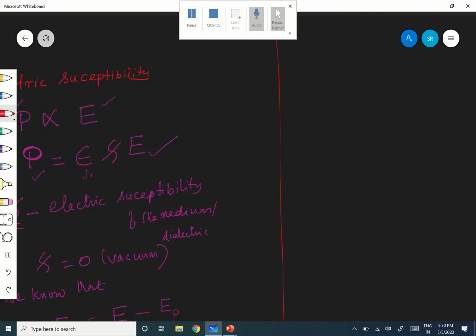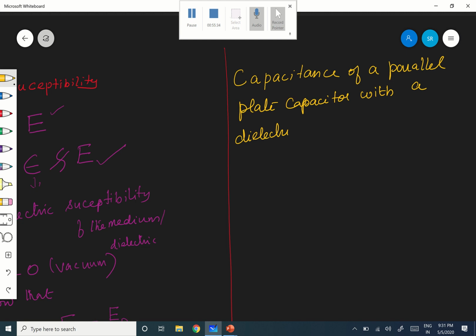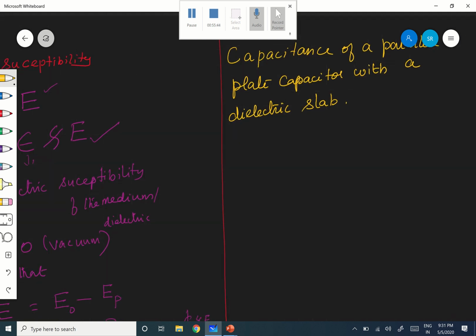The next topic is a very important question: capacitance of a parallel plate capacitor with a dielectric slab.